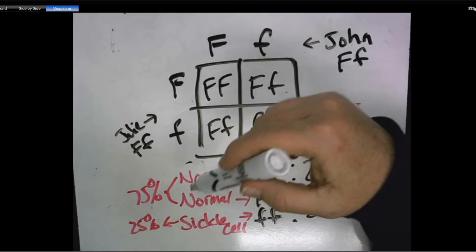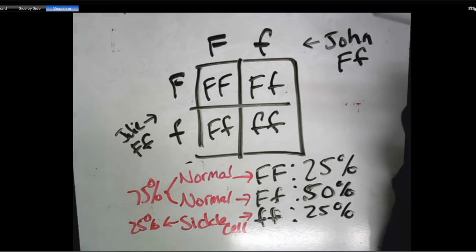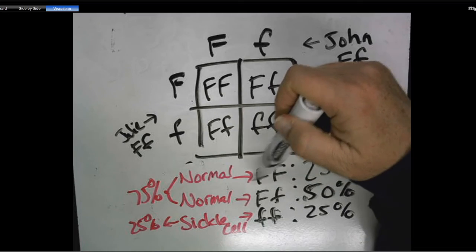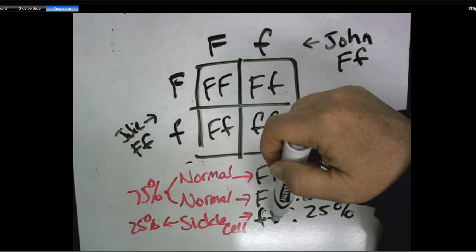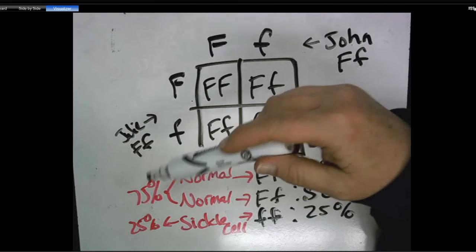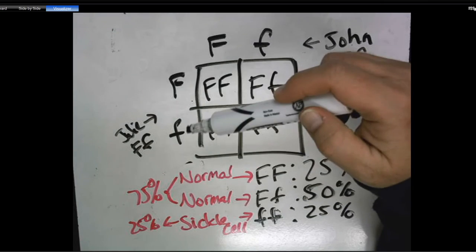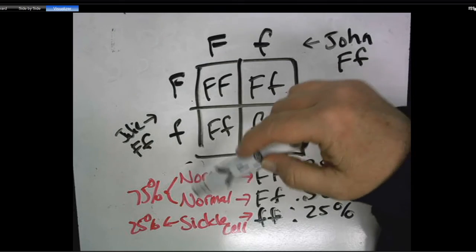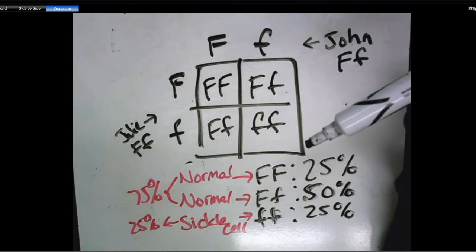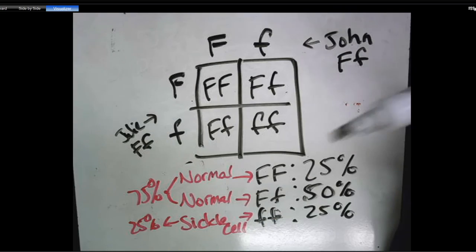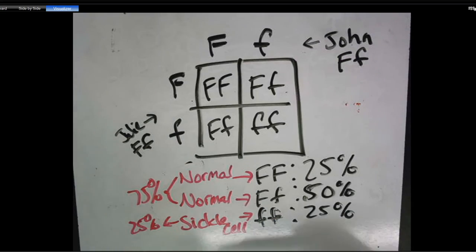And then if I look at my phenotypes, remember that's what they look like. This genotype would be normal, the heterozygous would be normal, and the recessive would be sickle cell. And so if we were going to say of the phenotypes, what percentage would be normal? It'd be 25 plus 50, giving me a 75% chance of being normal and 25% chance of having sickle cell.